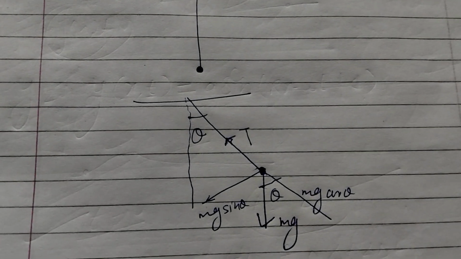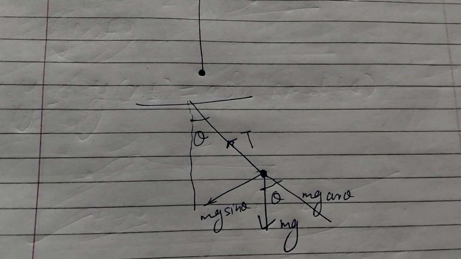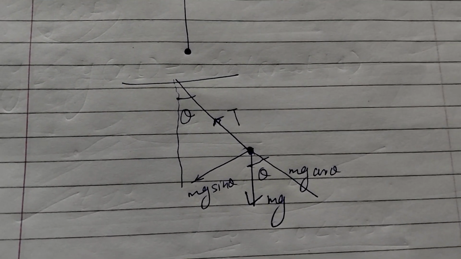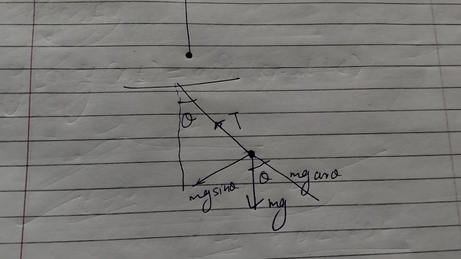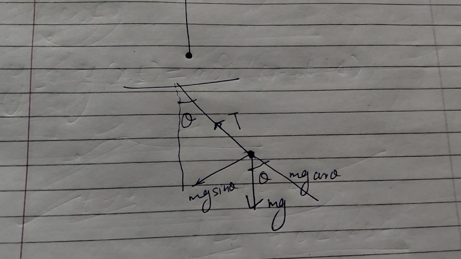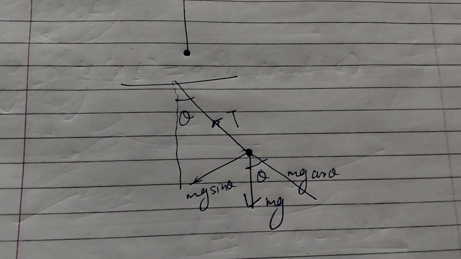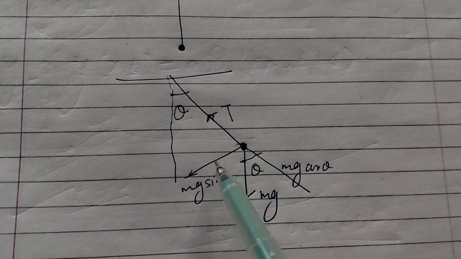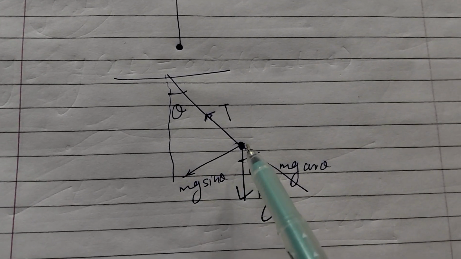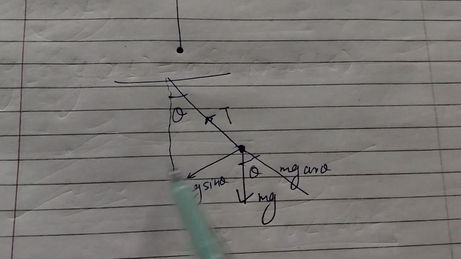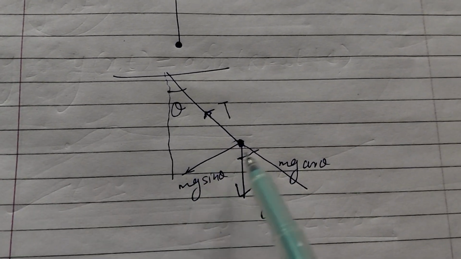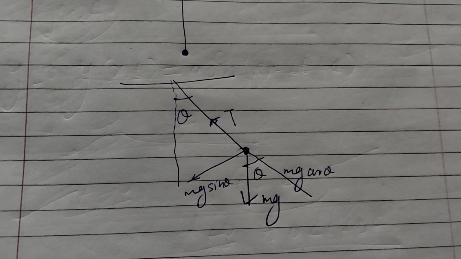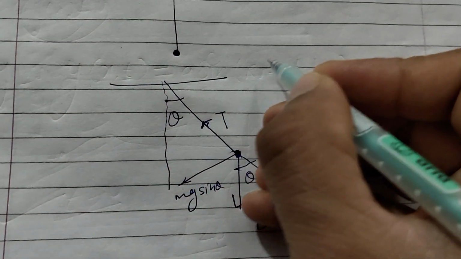We are going to write the equation of the restoring force, but as you see, this tension and mg cos theta are not going to provide any restoring force, or we can say any restoring torque here. Only mg sin theta is the force which is providing the restoring torque. Because of this restoring torque, theta will decrease and the bob will come to its mean position.